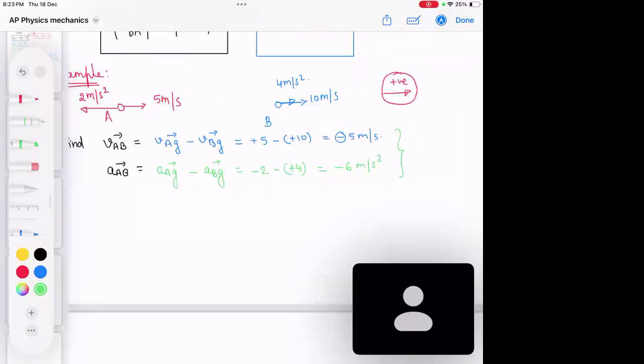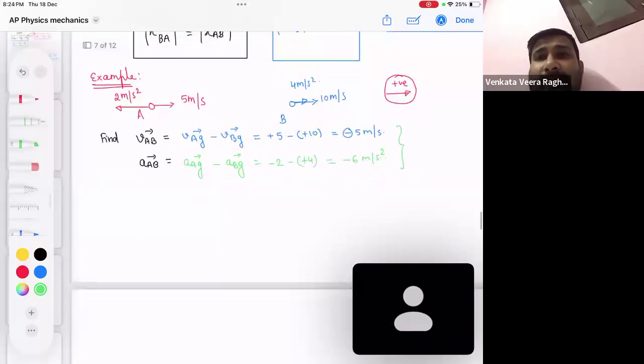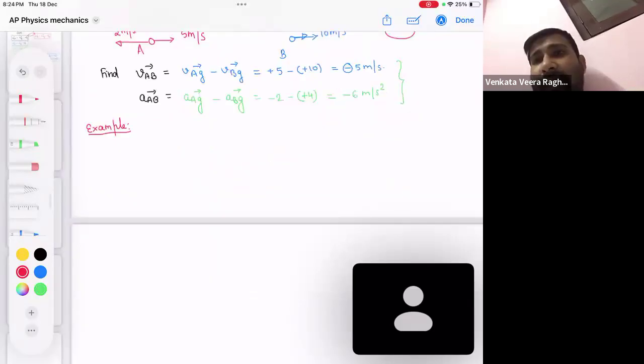Yes, sir. Please tell me, clear this example? Yes, sir. Simple only, right? Actually, let's see the next example. Okay. Next example is what?